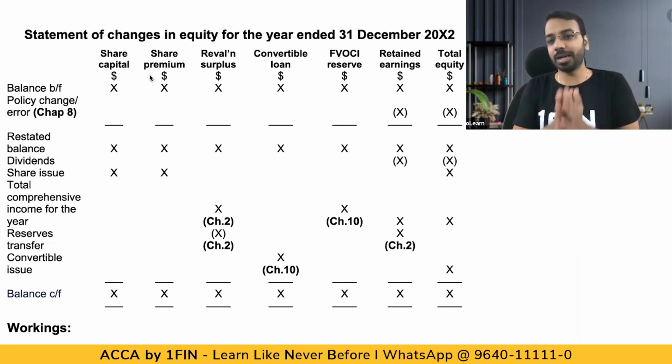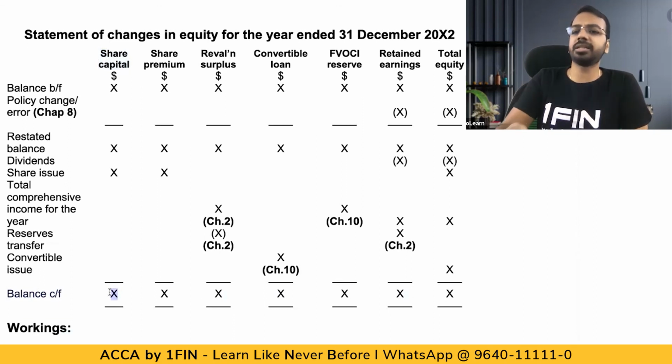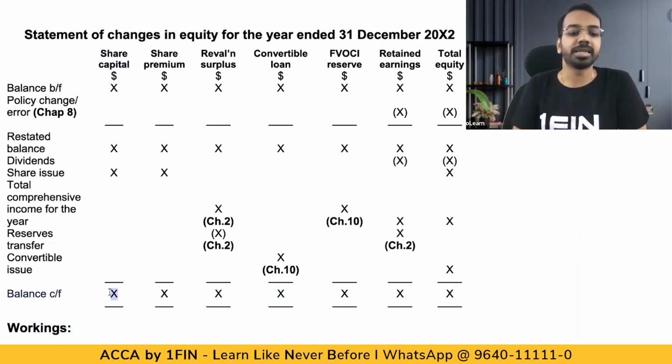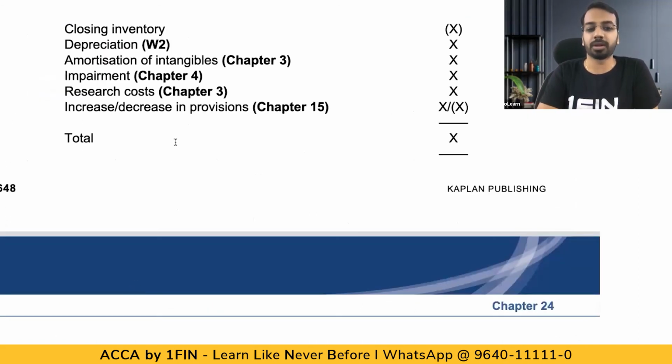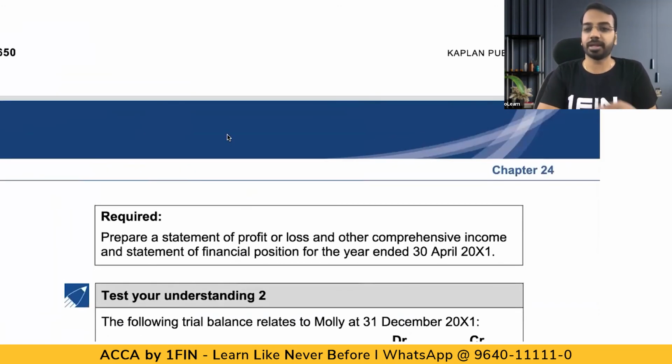So if you look at the opening balance of, let's say, share capital, you have share capital here, right? And then you have the closing balance of share capital. What increased the share capital? What reduced the share capital? All of that you have to present in this statement of changes in equity. Right? And these are working notes. So you may be required to prepare a statement of P&L and statement of financial position and all of that, right?